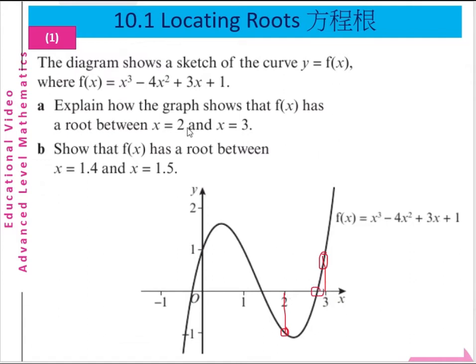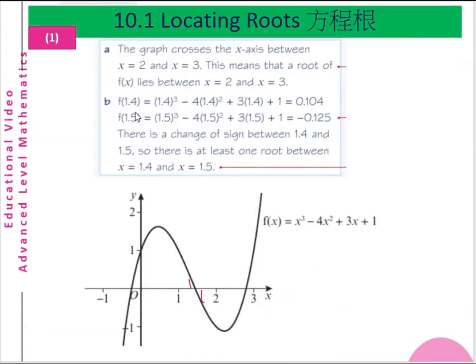This is the root. So we know that from the graph, x is from 2 and 3, there will be a root in here. So f(x) has a root between x equals 1.4 and x equals 1.5. If we substitute, we calculate f(1.4) is a positive 0.104, and f(1.5) the value is negative 0.125. So this is a positive here, and this is a negative here. So at least one root is between x equals 1.4 and x equals 1.5.